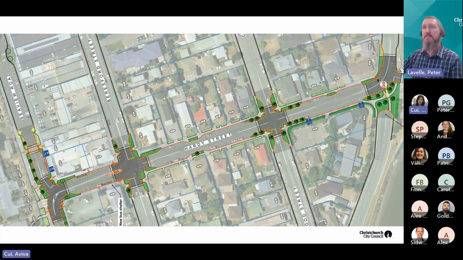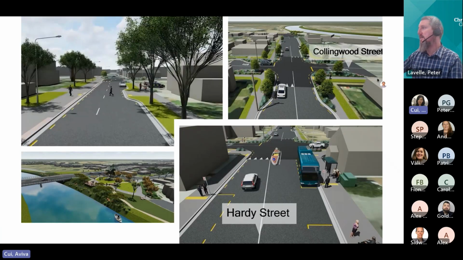Next slide, please. So here again are some artist impressions of what Seaview Road and Hardy Street might look like. Next slide, please.